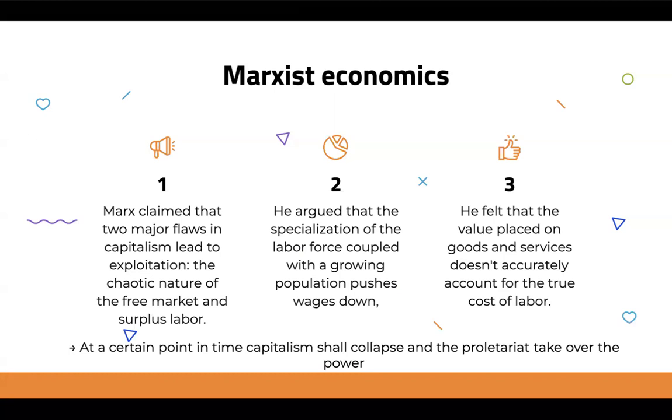A lot of Marxist economics also relies on the idea of oppression by the bourgeoisie. So they're saying that the bourgeoisie controls the means of production, and they are forcing the working class to work there for very low wages and to pay higher prices for products than they should. Therefore, Marxist economics suggests that at a certain point in time, capitalism should collapse and the proletariat should take over the power with a dictatorship of the proletariat. That means not an actual dictatorship, but a ruling of the proletariat class.